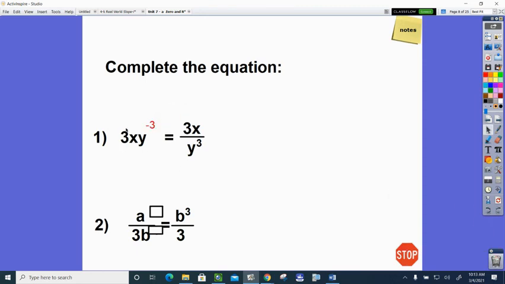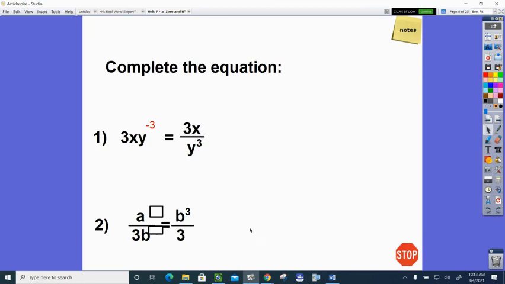So the 3 has a positive 1, stays put. The x has a positive 1, stays put. And the y to the negative 3 would reciprocate him to the bottom and make him y to the positive 3. Okay, what exponents do I have to put in here to get this?